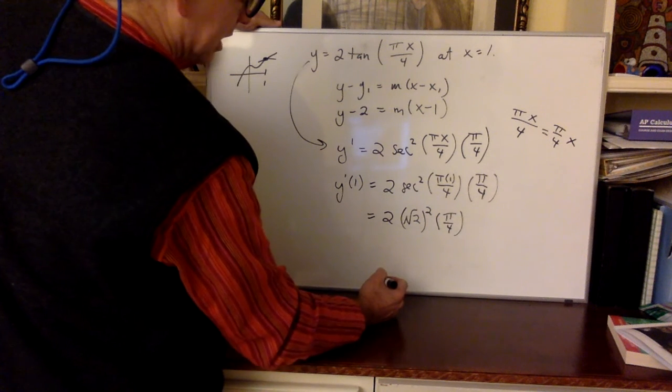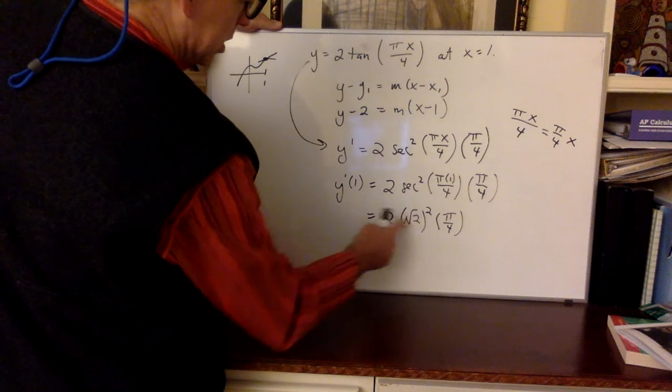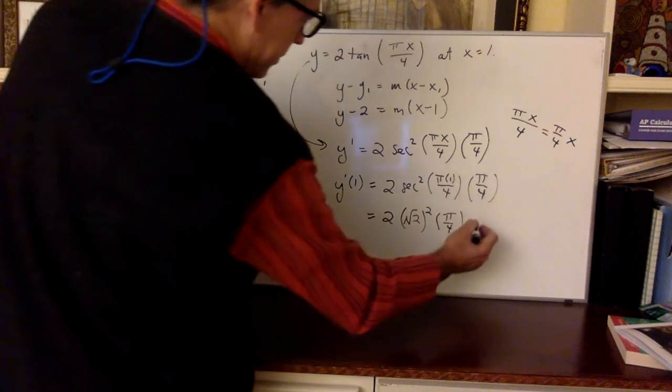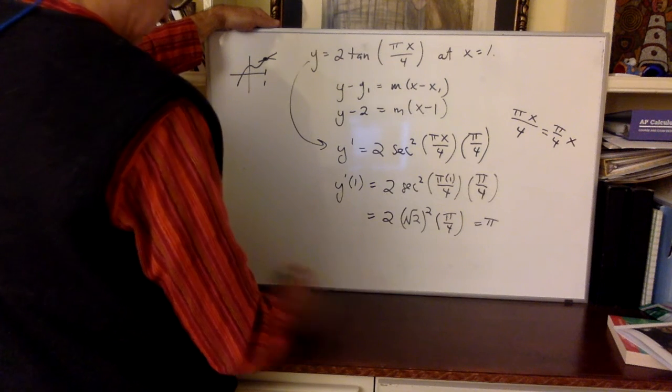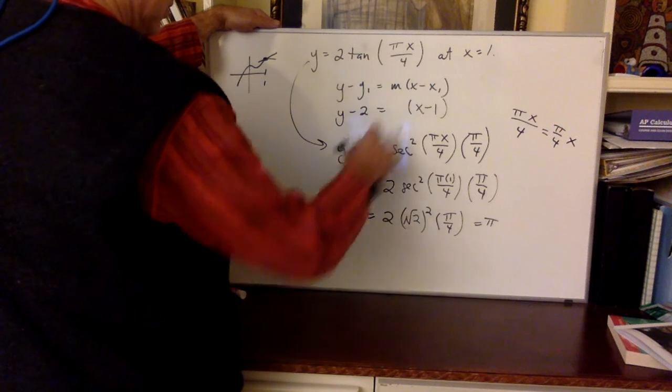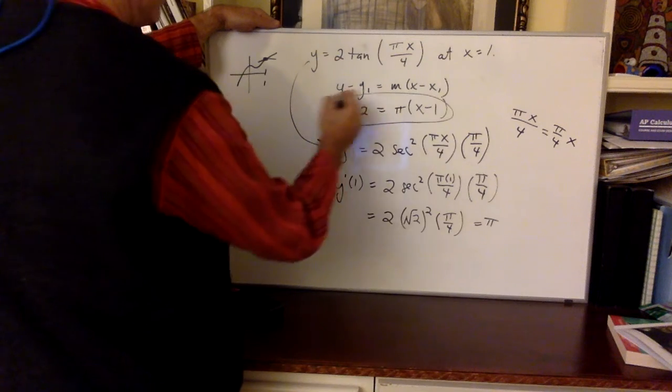Oh, they made this look nice, really. They made this work out really nicely, because that's just a 2. 2 times 2 is 4, which just equals pi, people. So what is my final answer? Bam. Okay, this guy right there.